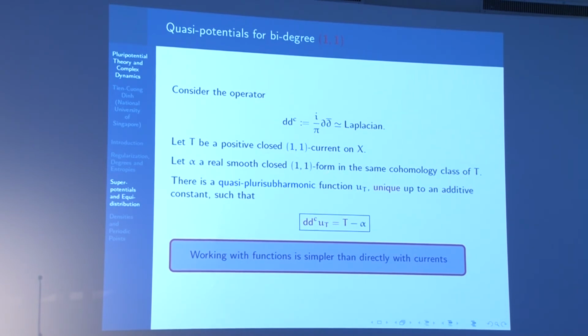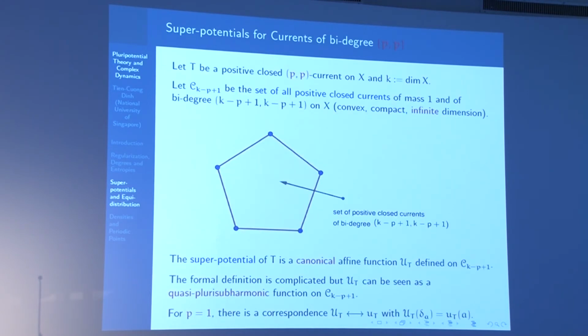Globally, we can have a problem with the cohomology. But if you choose a smooth form alpha in the same cohomology class as T, then T minus alpha has zero cohomology, and then we can write it as ddc of a function, a Laplacian of some function, and this function is essentially unique. So it's a canonical function associated to T. It's very useful because instead of working with T, we work with a function. We can consider the value at a point and so on. But it's not clear how to do the same in higher bidegree.